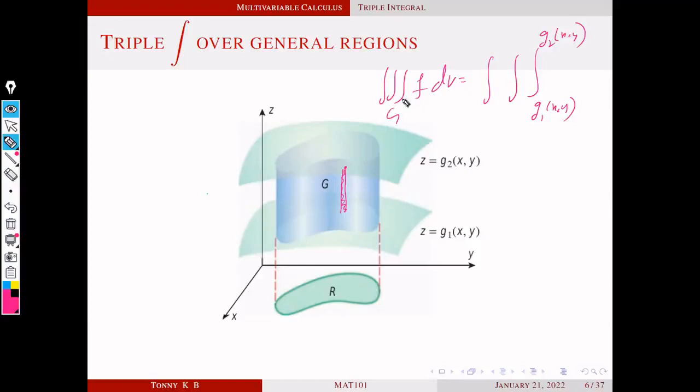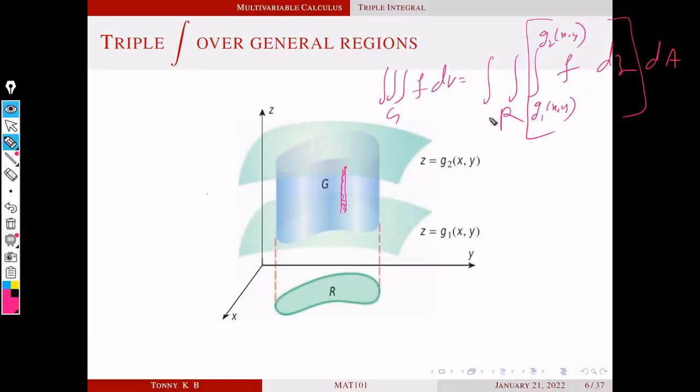So we can convert this into a double integral over R, because to cover this entire region we take the double integral over R, and then the integral from g1 to g2 of f dz, dA.